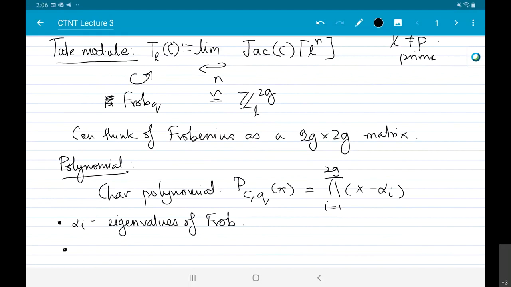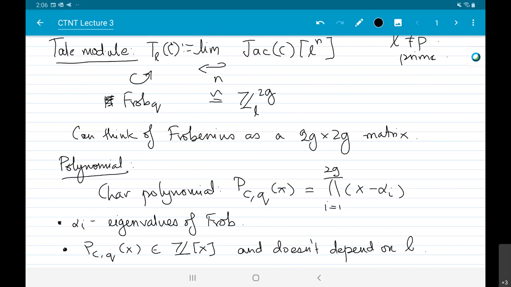All right. So if you remember the elliptic curve case, then what I say next is not going to come as much of a shock to you, but it's a pretty cool fact that this is actually a polynomial with integer coefficients and doesn't depend on L. So what we're going to do now is study this polynomial and see what it gives us.